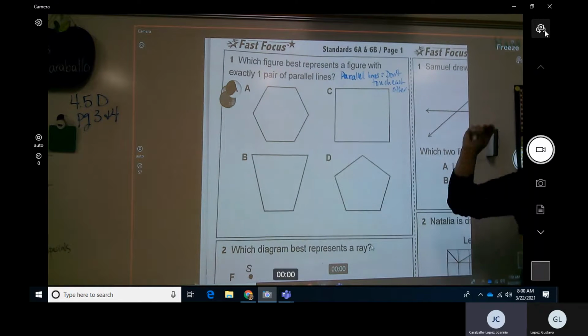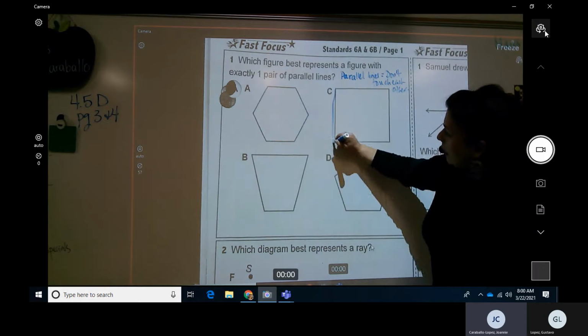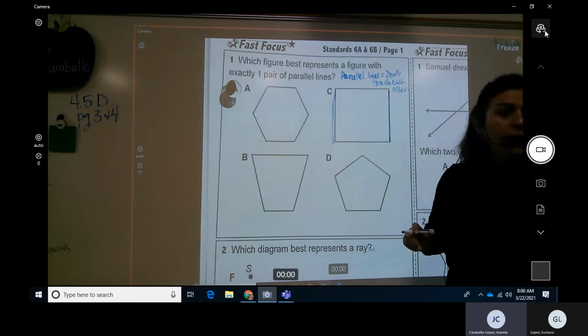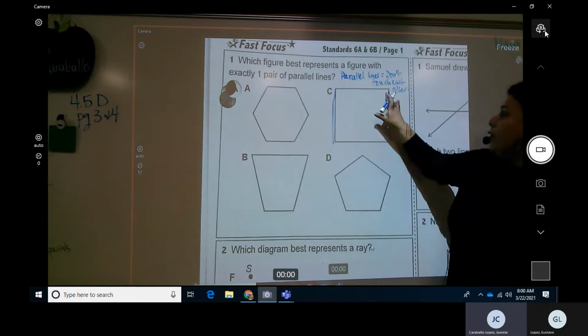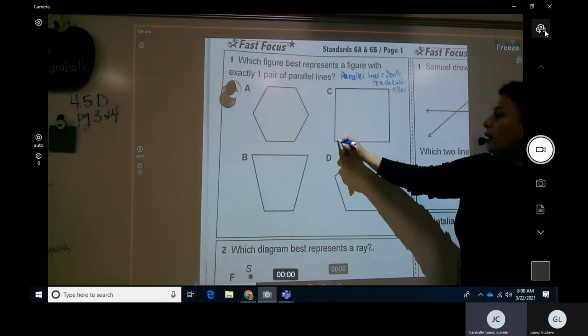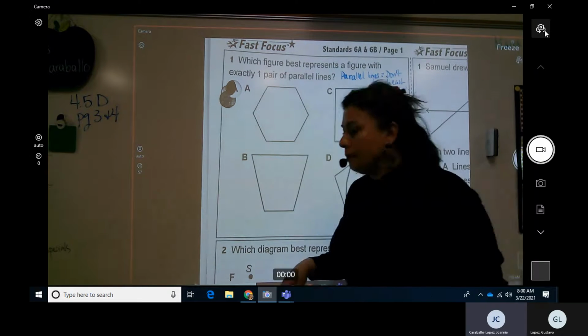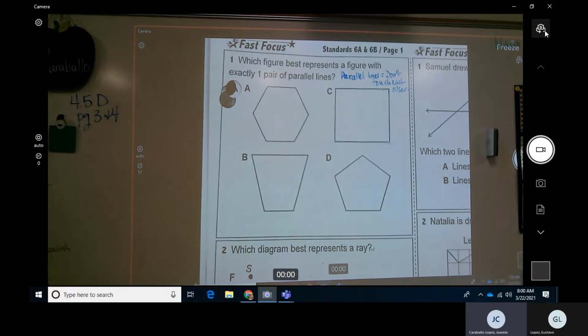So which of these figures has one exact pair of parallel lines? Let's say it together. 1, 2, 3. Excellent. So we see parallel lines here, parallel lines here, right? And even if you didn't see those, you could see up here, parallel lines here, and parallel lines there. Do we all agree? Give me a thumbs up if you understand this. This is a new concept, I understand, but this is going to be easy peasy for you. Let's look at the next one.